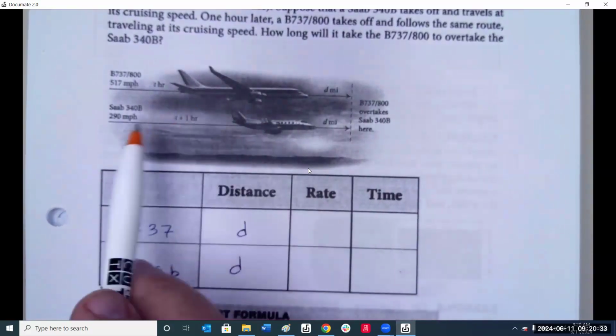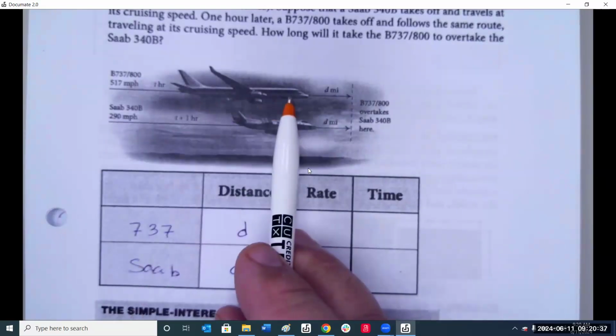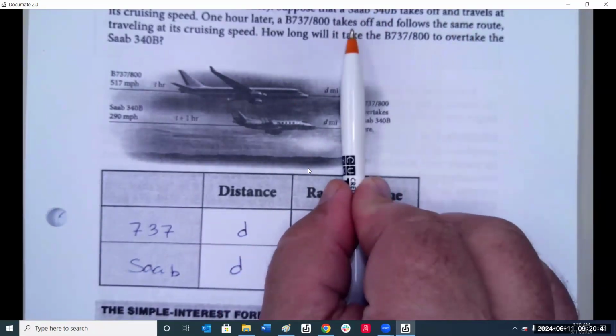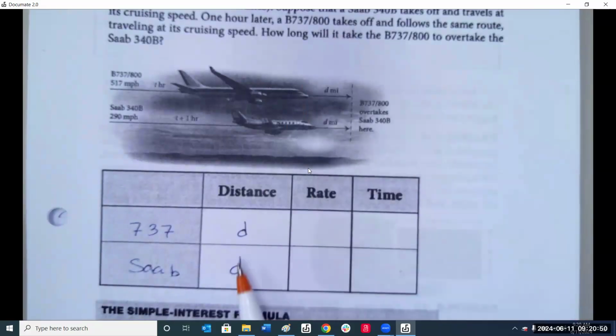Because if you look at the picture, the Saab takes off an hour earlier than the 737. What we're looking for is when the 737 will overtake the Saab. So the distance we're looking at is when will they be equal? When will the distances be equal?